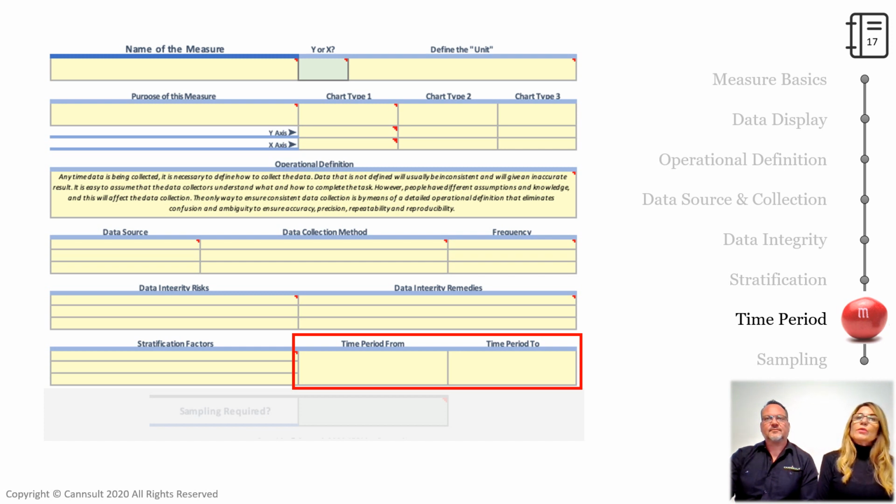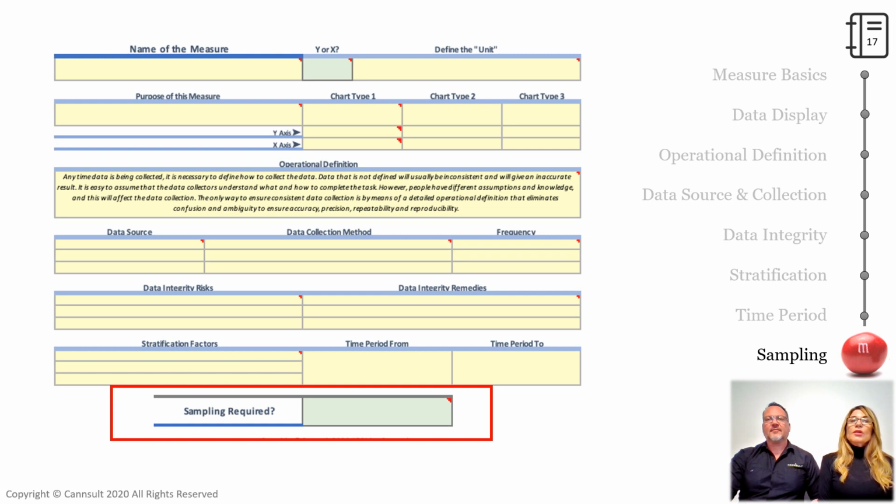What time period will your data cover? This decision comes from multiple factors, such as how much data do you need? How will it be segmented? In other words, weekly, monthly, quarterly, and how much data do you need for your chart? This will also be affected a bit by your sampling plan, which we'll cover soon.